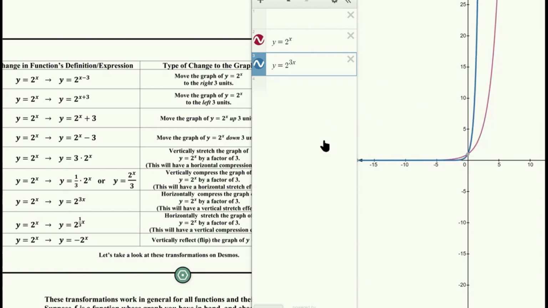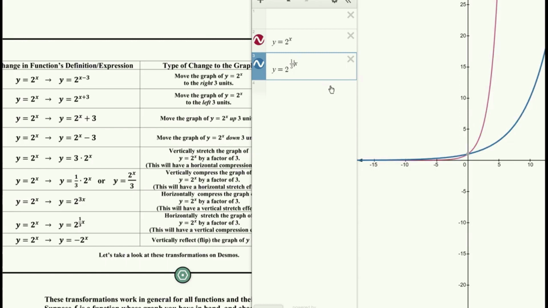Okay. So, remember we said that when it comes to horizontal compression or dilation, when this factor is actually larger than 1, it has the horizontal compression effect. And notice horizontal compression goes hand in hand with vertical stretching. Now, if that 3 is changed to 1/3, oh, not that. Let's see, 1/3.